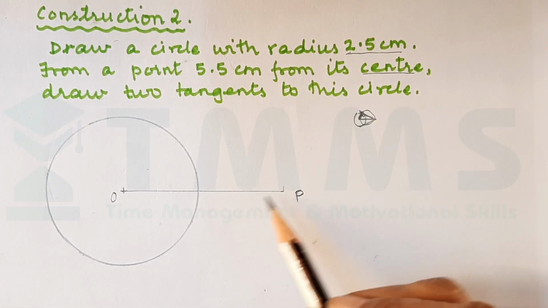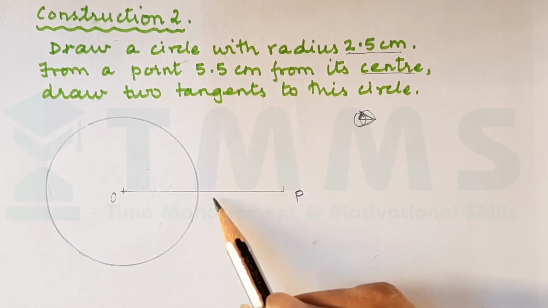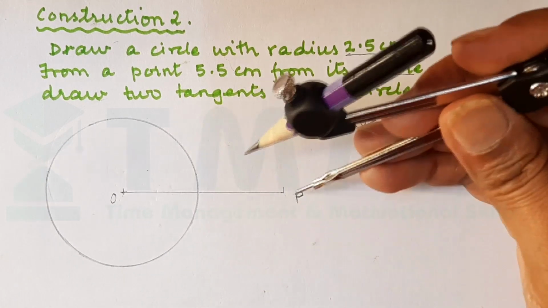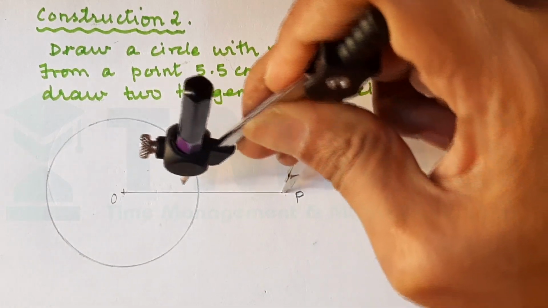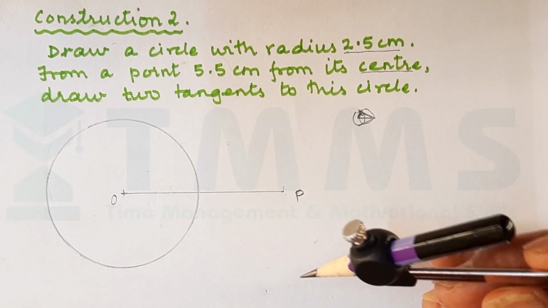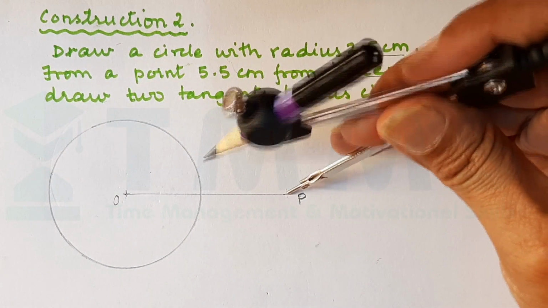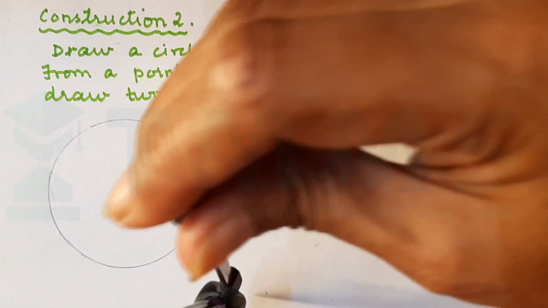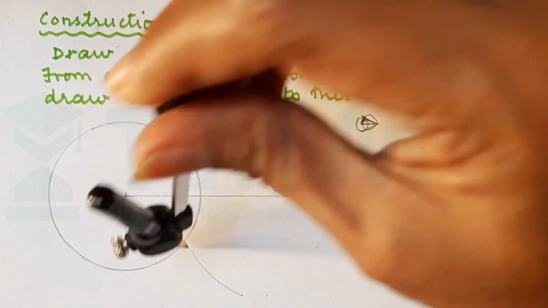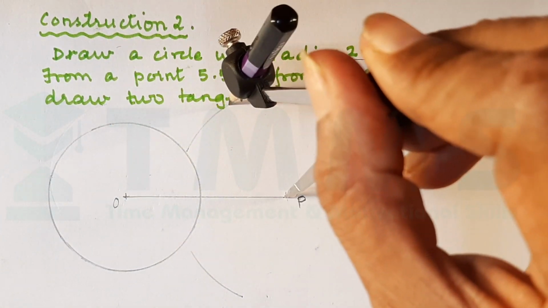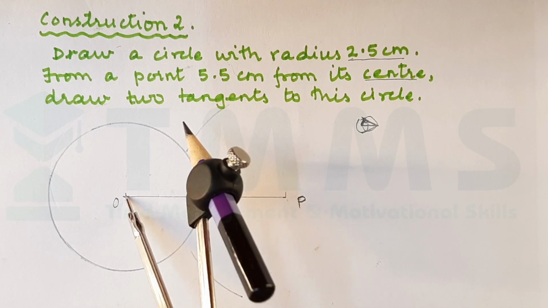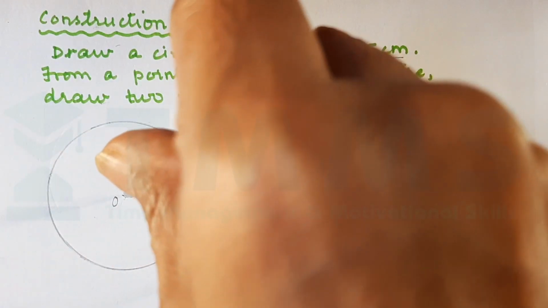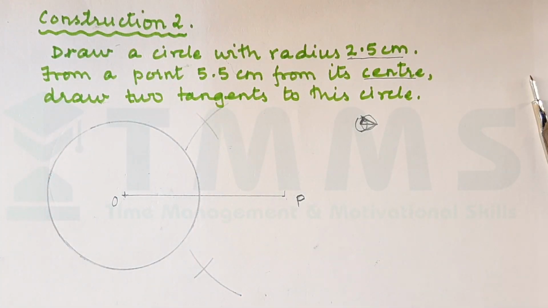So now what we have to do is take OP and we have to bisect so that we get exactly its midpoint. So we shall take the perpendicular bisector of OP. So we shall draw one arc lower here and one arc above here. Then take the same radius and draw the intersecting arc and intersecting arc.